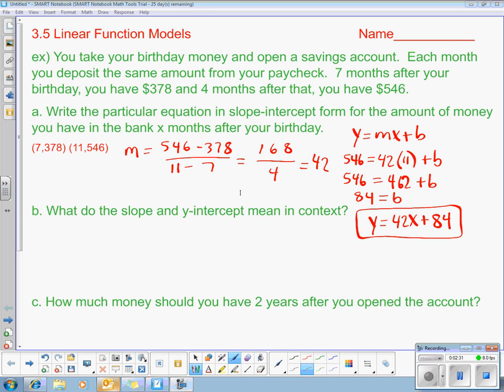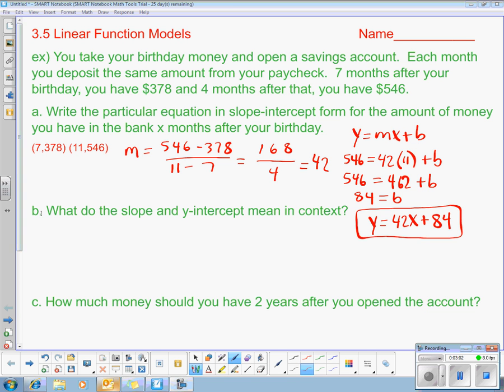And we're talking about money increasing here, so this slope is going to be positive. From here, you can either go to point-slope form and choose one of the points, or a lot of times people will use slope-intercept form and plug in the point. In this case, I used 11 and 546, with my slope of 42, to solve for b. It does not matter which point you choose. Either way, you're going to get 84 for your intercept.